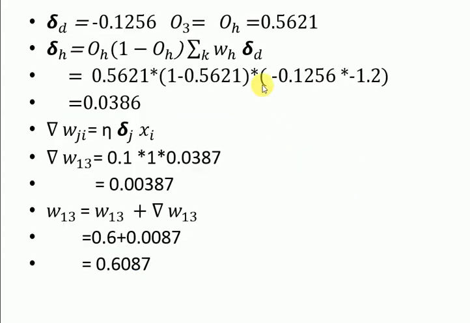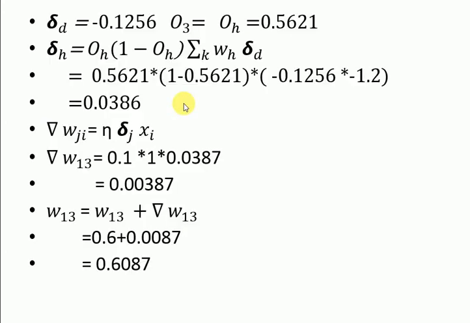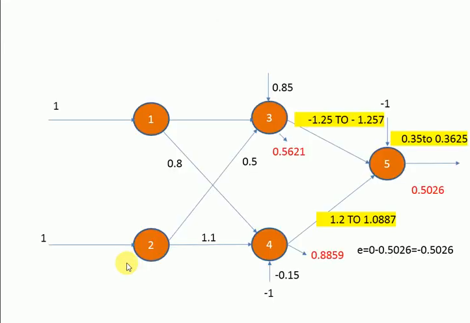0.5621 is the O3 value, and 0.6 is this value. So 0.6 plus this delta, there is a derivative of 1 and 3. We calculate the 0.6. So the new weight that is formed is 0.6 to 0.687. Okay, now we need to calculate what is the derivative of 4.